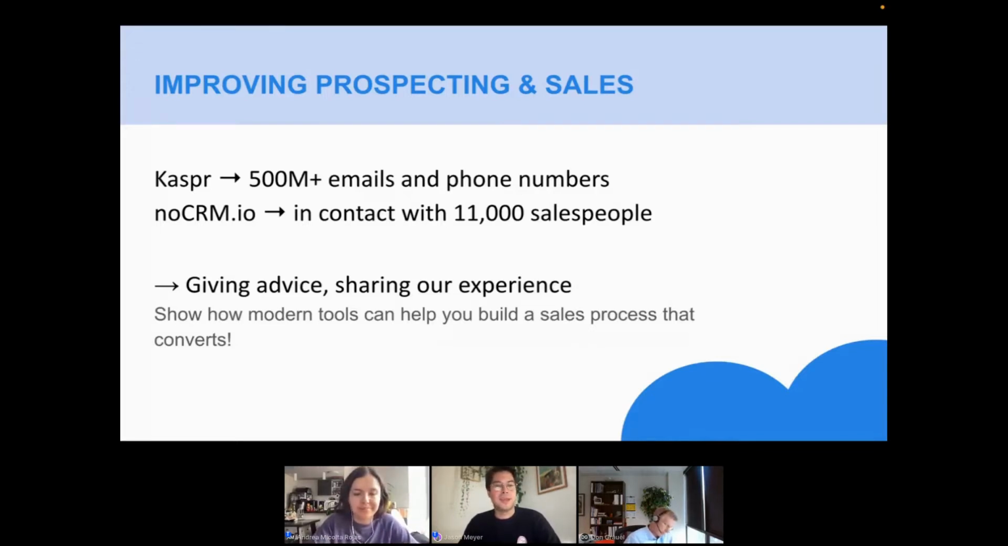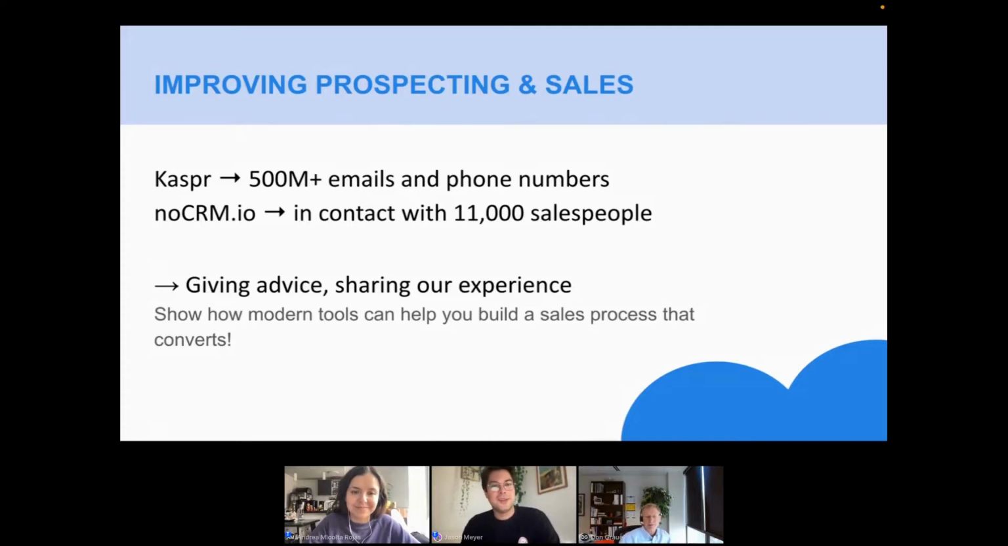With that being said, we are going to talk today about our experiences of both of us using and working with our own tools and how they merge together and will help you improve your prospecting and sales with two very modern and very different but complementary tools such as ours.